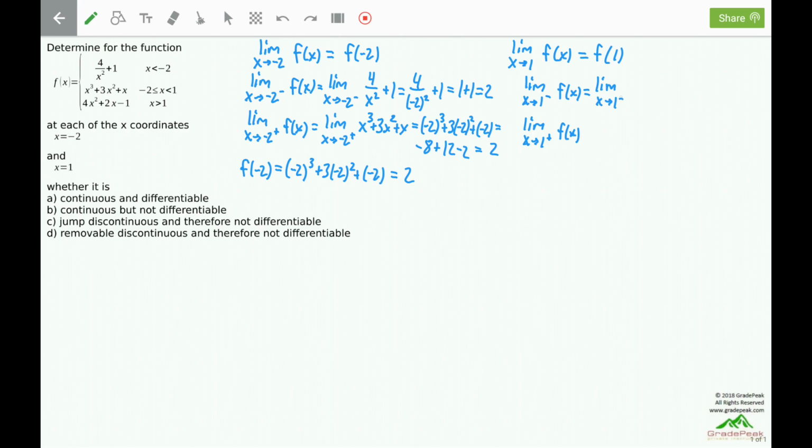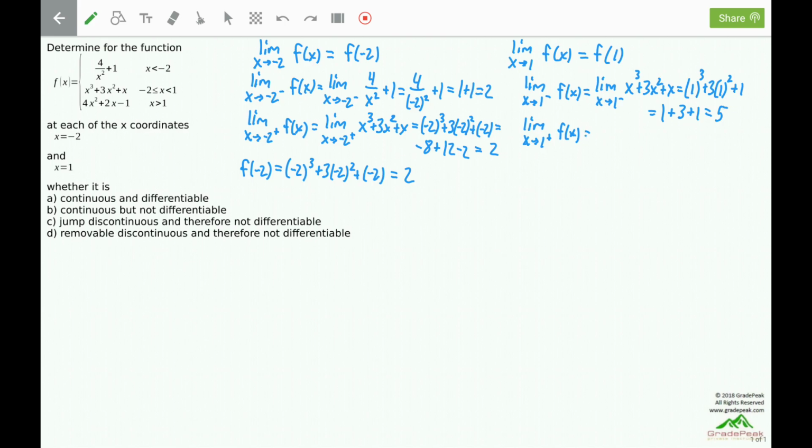So for the left side limit, we're less than 1. We will use this expression, x cubed plus 3x squared plus x. We can plug a 1 in, that'll give us 1 cubed plus 3 times 1 squared plus 1. 1 cubed is a 1. 1 squared is a 1 times a 3. And plus one more 1. And that totals up to be a 5.